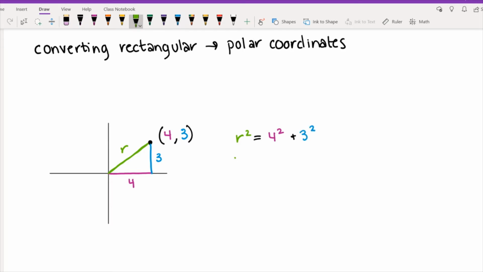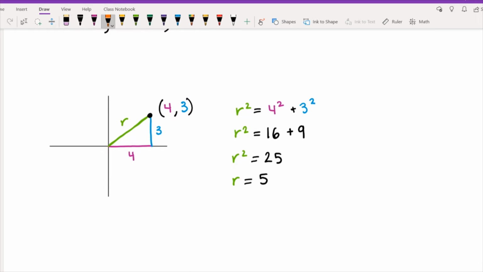So if you simplify this all out, we get r squared is equal to 16 plus 9. So that tells us that r squared is equal to 25. And that tells us that r is equal to 5. So that's how you can find the radius, or that number r, just using the Pythagorean theorem. Because really, the x and y coordinates are giving you the horizontal and vertical distances, and r is actually that diagonal distance.